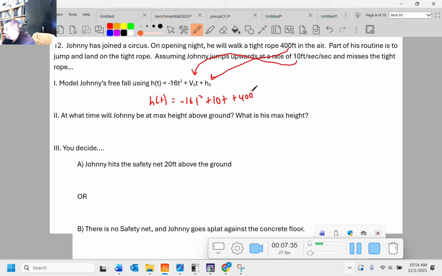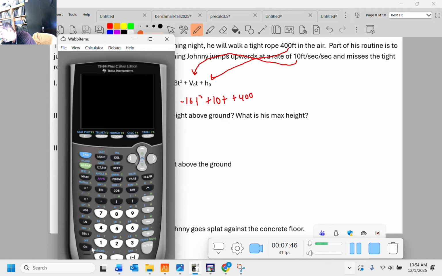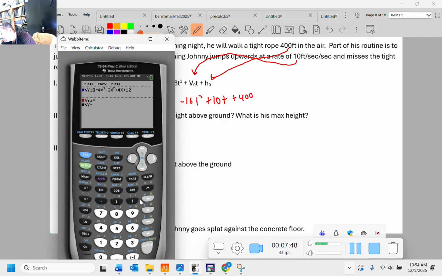What time will Johnny be at his max height above ground? When it is max height, I literally did this. You're going to graph it, but you don't play along in the calculator. So you don't know how to use a calculator.